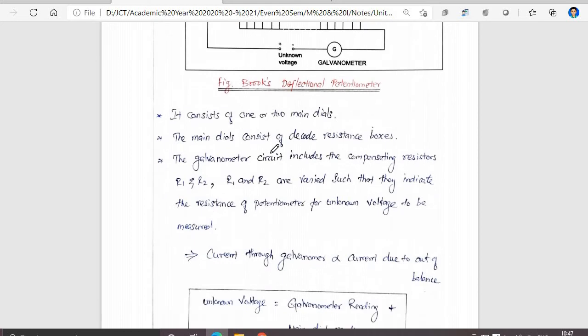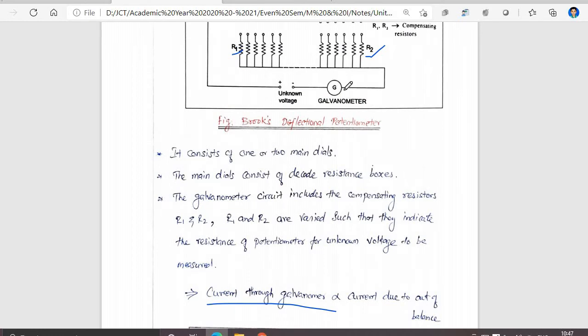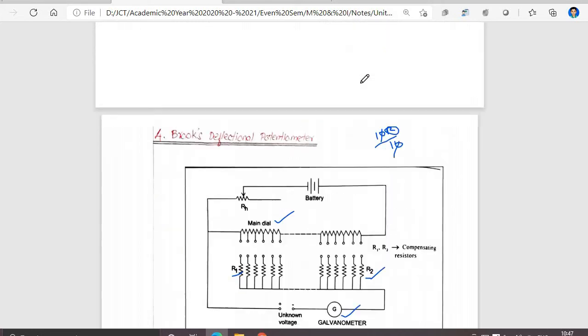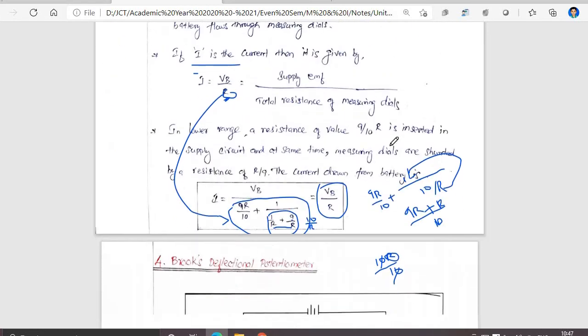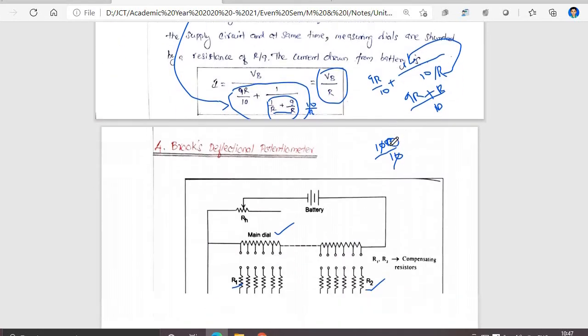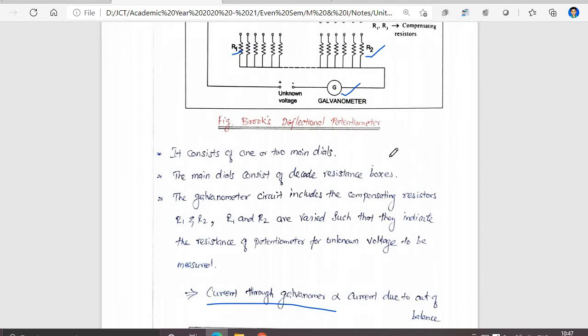It's simple. Here the current flows through the galvanometer, because the galvanometer is connected in series, so it measures the current. In the previous one we connected the potentiometer galvanometer in parallel, so it measured the voltage. So based on the connection, it measures either voltage or current. Here we connect the galvanometer in series to the circuit, so it measures the current flowing through the circuit.